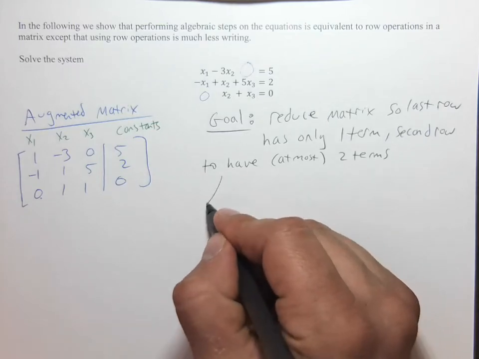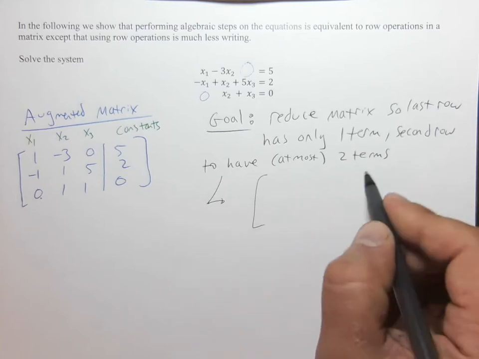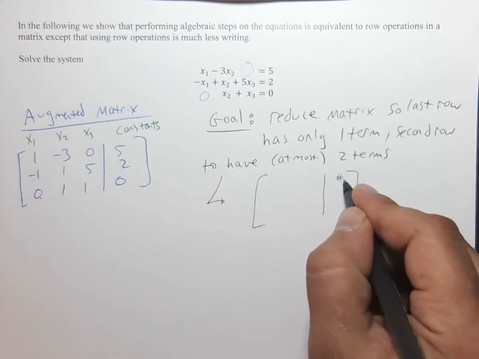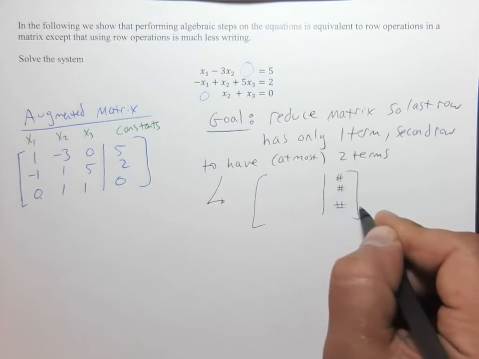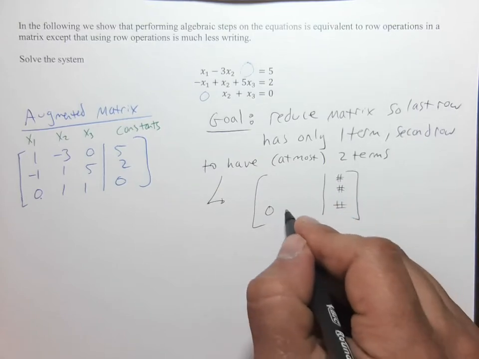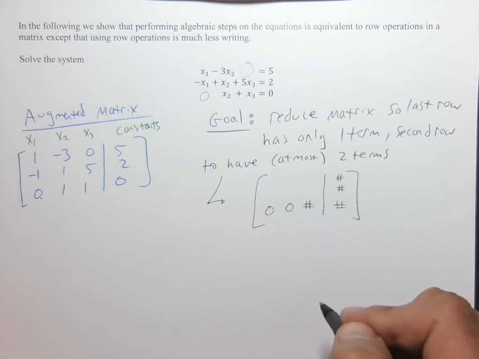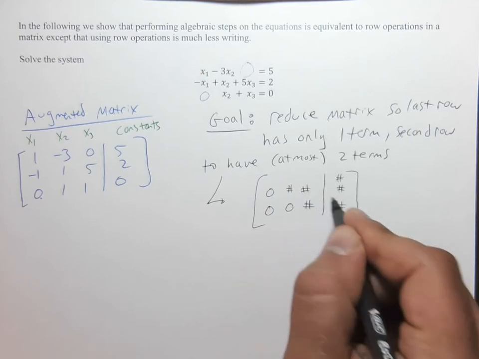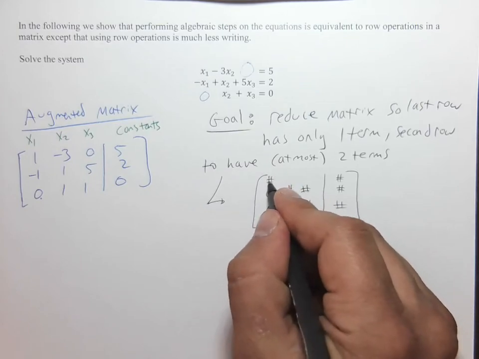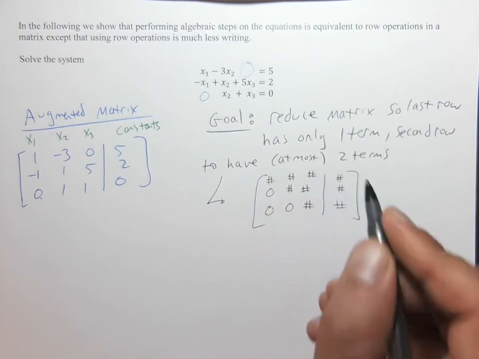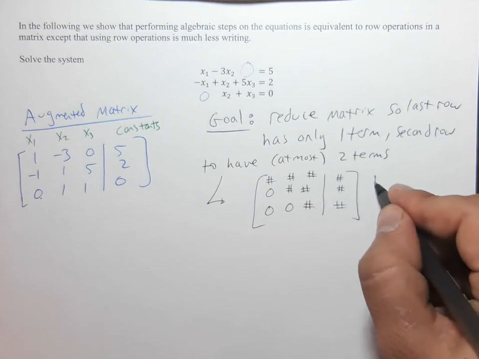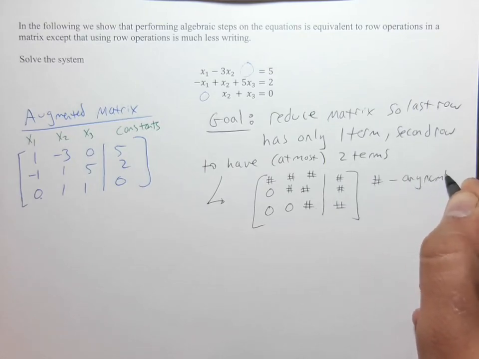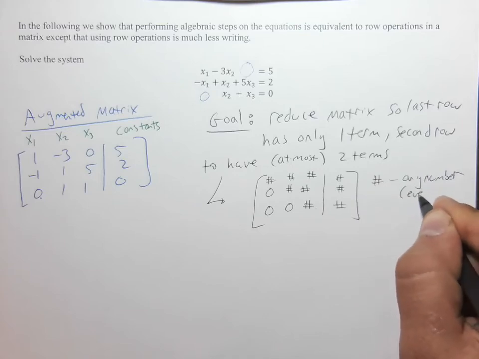In other words, if we think about what we want the matrix to end up looking like, we're going to get the solutions on the right side, but we want 0, 0, some number in the last row. Then we want 0, some number in the second row, and then it doesn't really matter what's in the top row. Okay, and so when I write that down, when I write number, that can be any number, even 0.